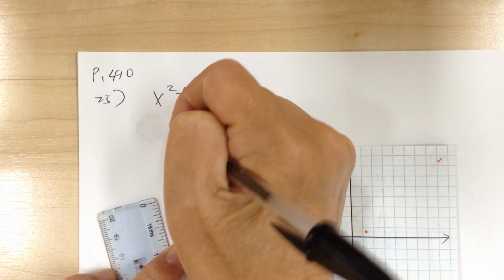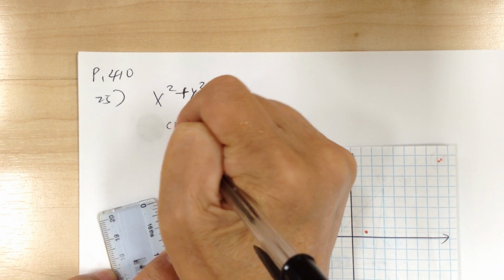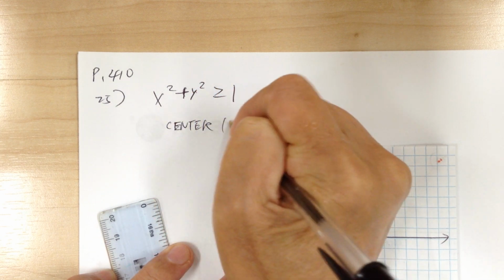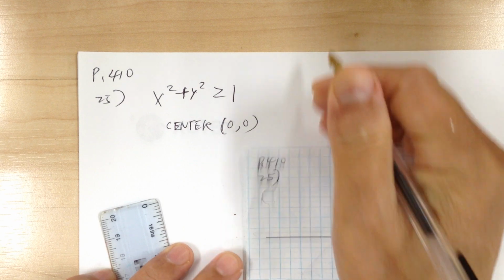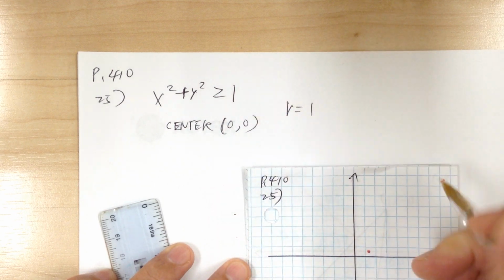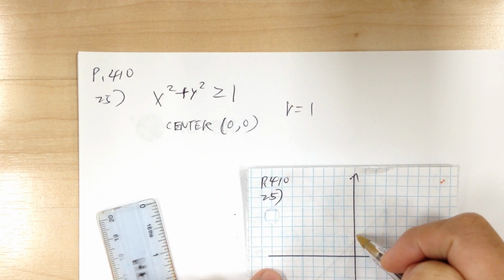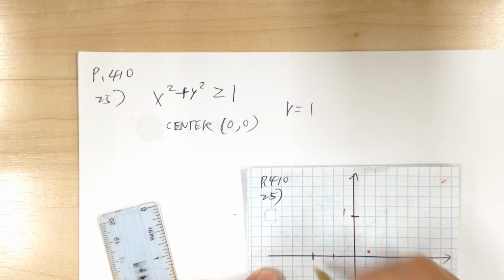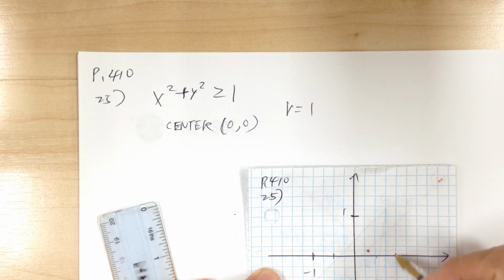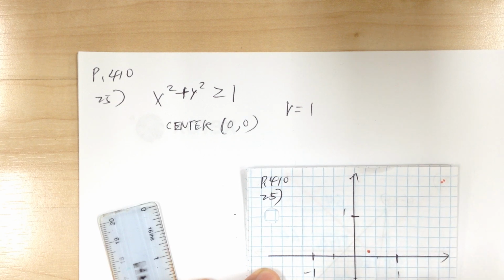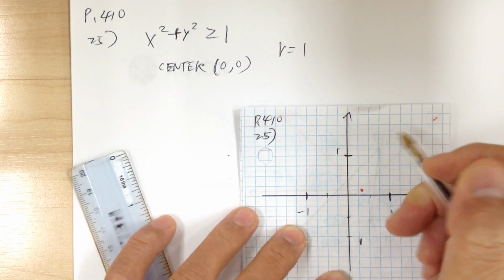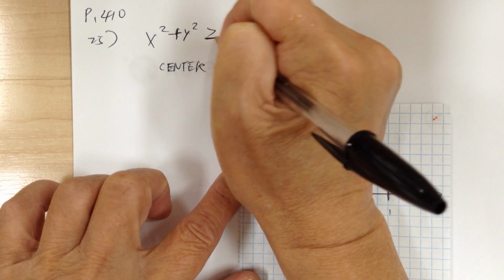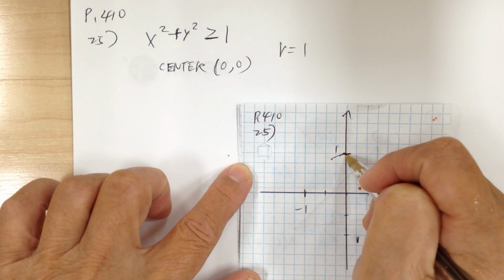Okay, so the center is going to be at 0, 0, and the radius is equal to 1. In this case, I'm going to make this equal to 1. My center is at 0, 0, and because of this, it's going to be a solid line.